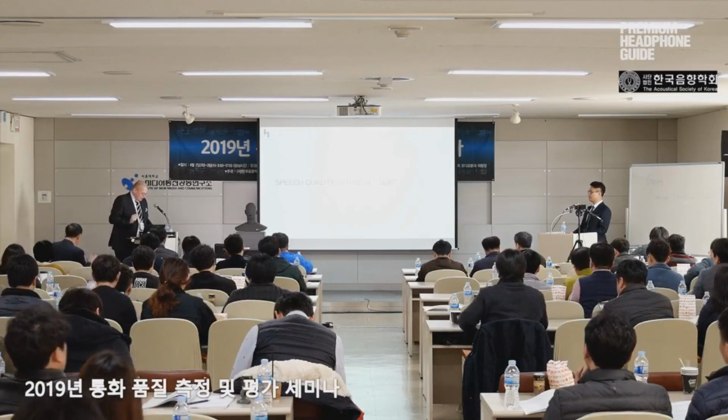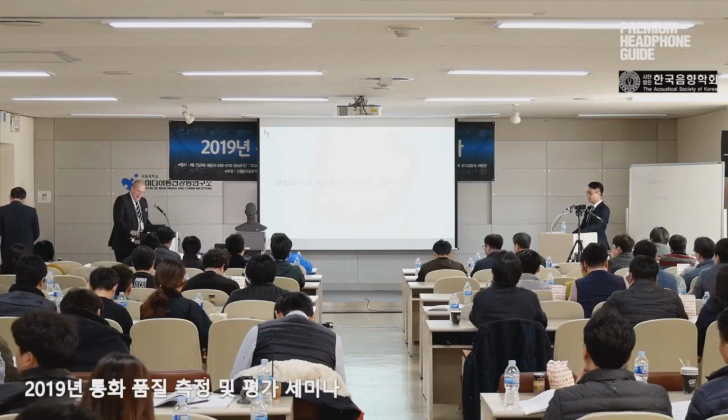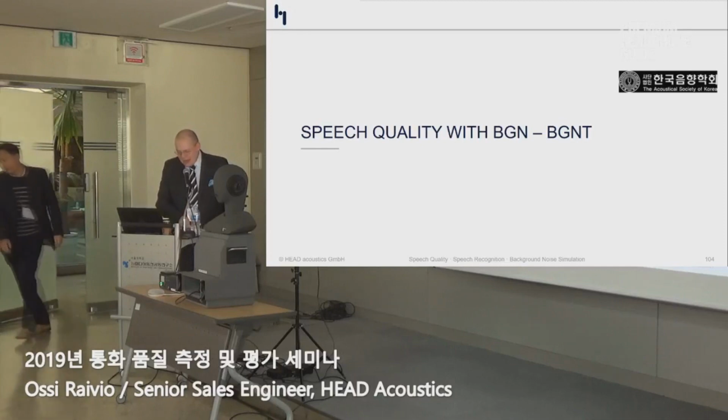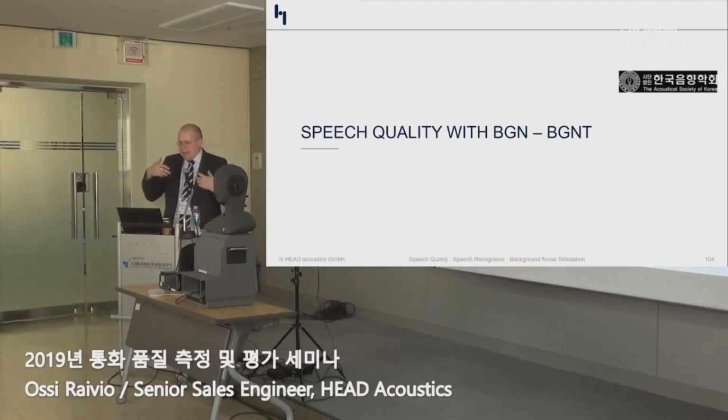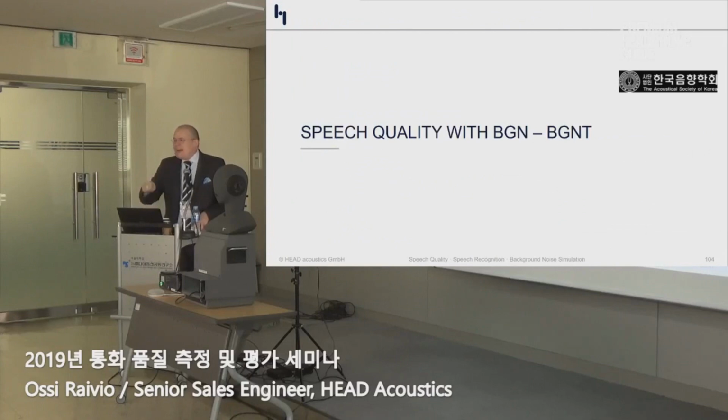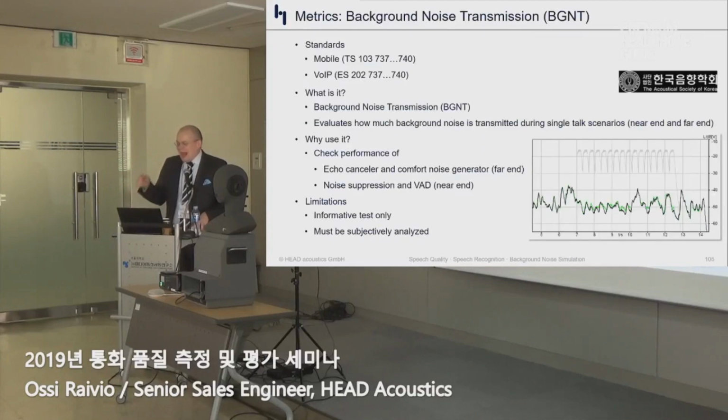So we have been talking about the MOS algorithms. There are these pass-fail algorithms which require operator interpretation, so I'll be describing them briefly. What we are talking about is BGNT, background noise transmission. There are basically two tests that carry this name: background noise transmission with far-end sound and background noise transmission with near-end sound.